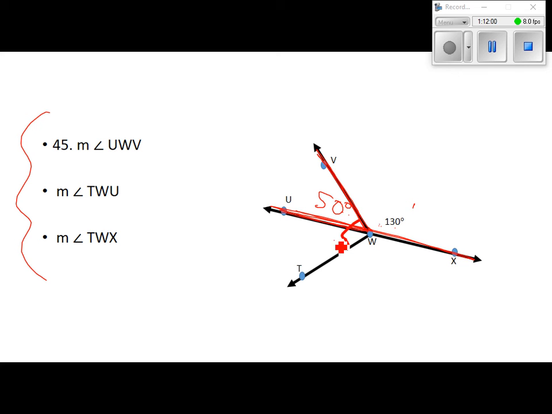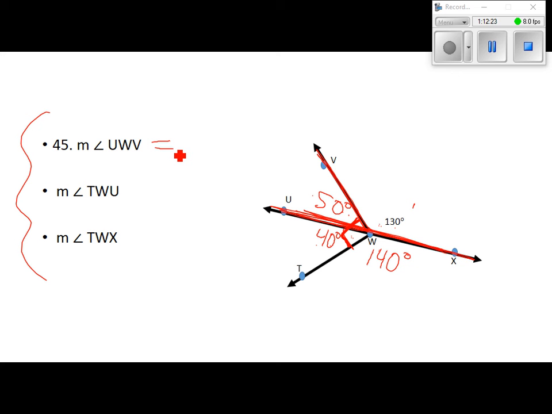I look at these two angles, and together they form this right angle. Well, that means they've got to be complementary. They've got to add up to 90. So if this is 50, this angle has to be 40. Then I look at these two angles, and I say, hey, they form that line right there. Well, if this is 40, this angle has to be 140.